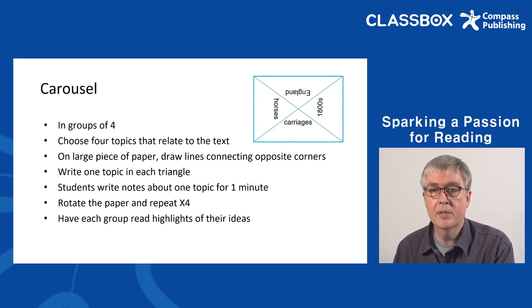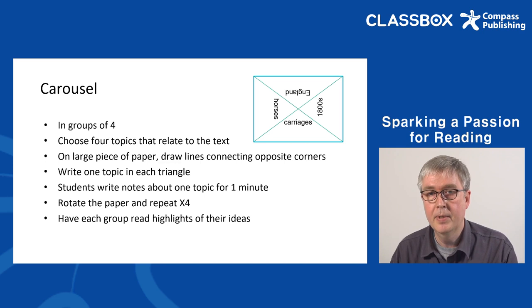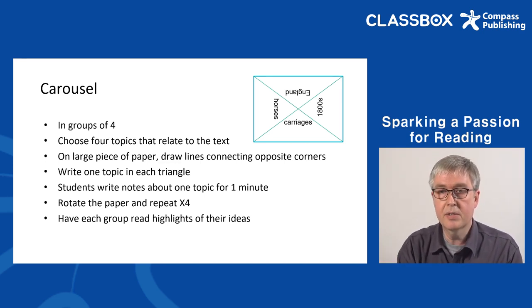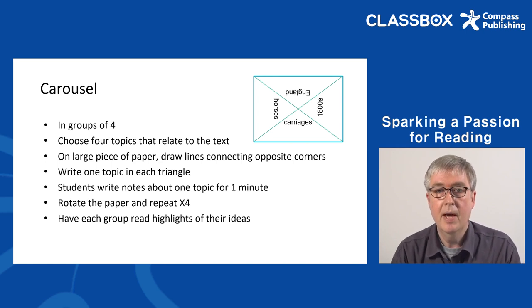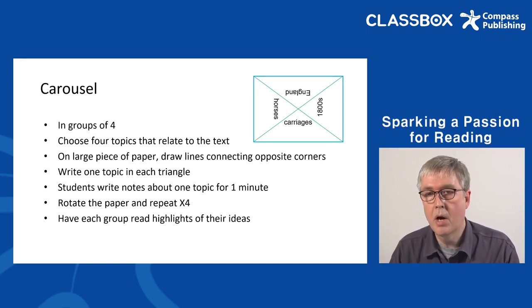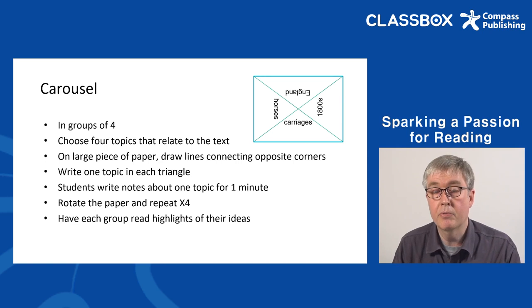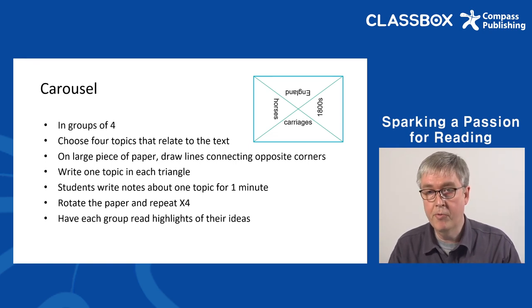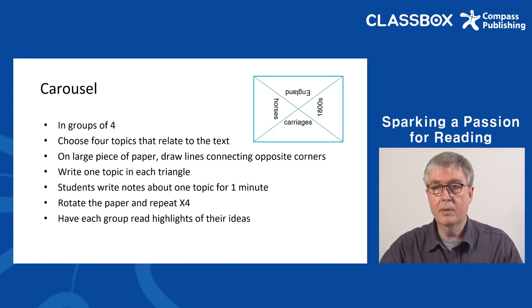So what you can do is hand out some paper, just blank white paper, and get students to draw a big X across the paper. And then in the four triangles that result, you can write one main topic that's going to appear in the reading. So in this case, we have England, 1800s, carriages, and horses.